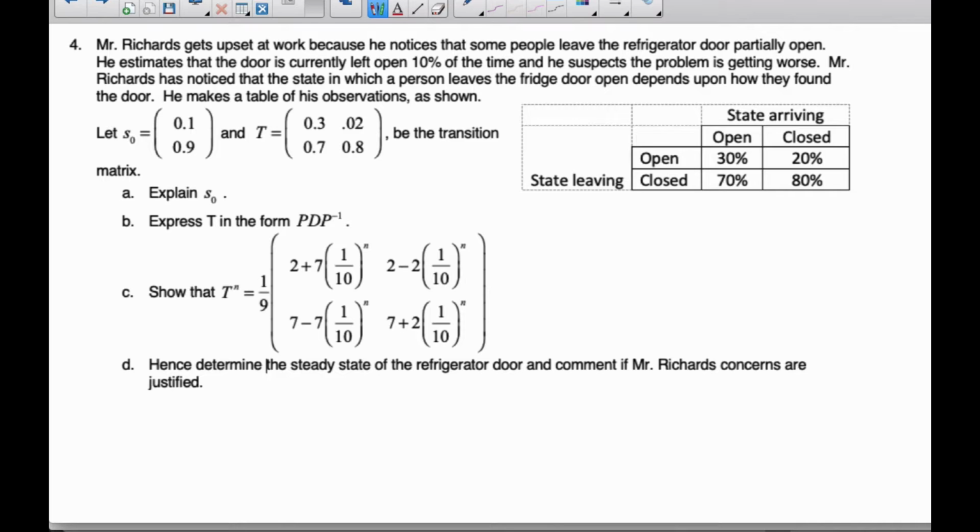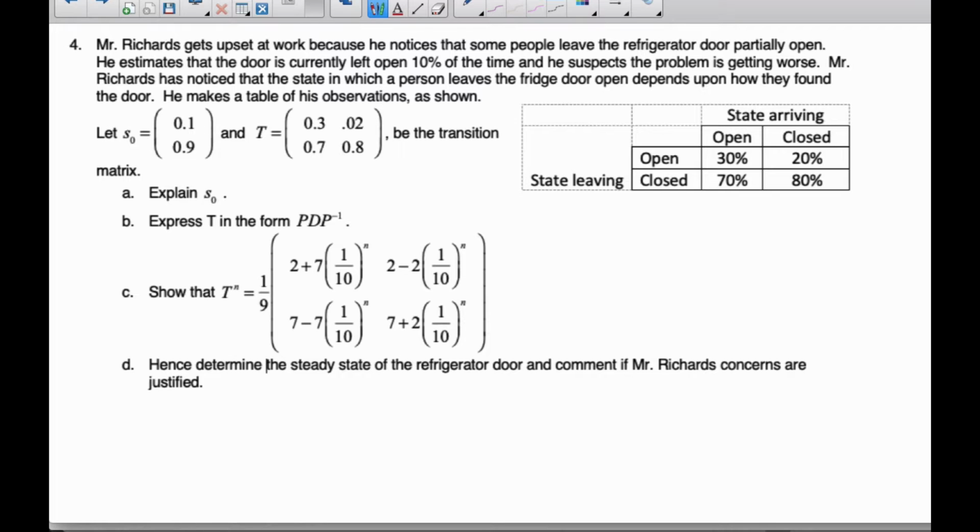It says, Mr. Richards gets upset at work because he notices that some people leave the refrigerator door partially open. He estimates that the door is currently left open 10% of the time, and he suspects the problem is getting worse. Mr. Richards has noticed that the state in which a person leaves their fridge open depends upon how they found the door. Similar to litter: if people see litter on the ground, they're more apt to litter as well. He thinks the same thing about the refrigerator door. He makes a table of his observations, as shown in this table here.